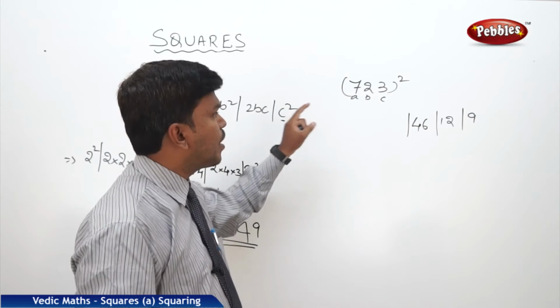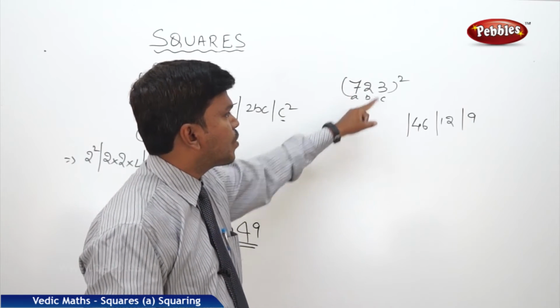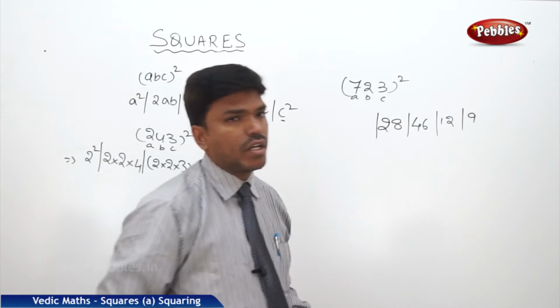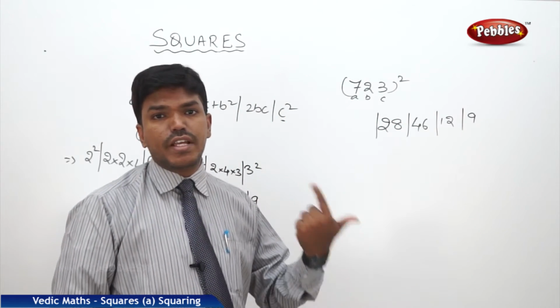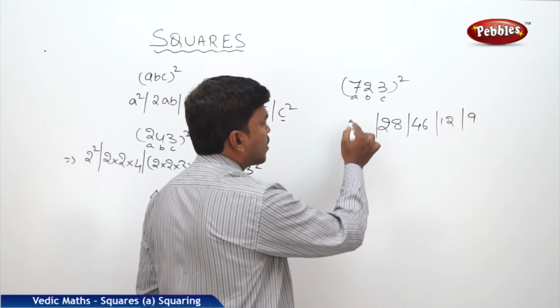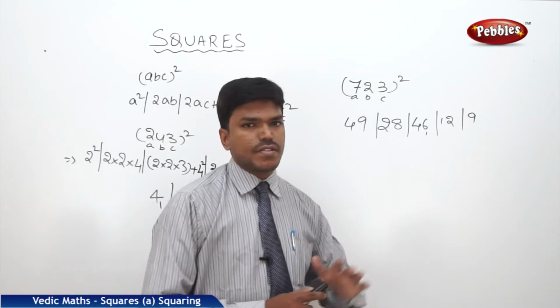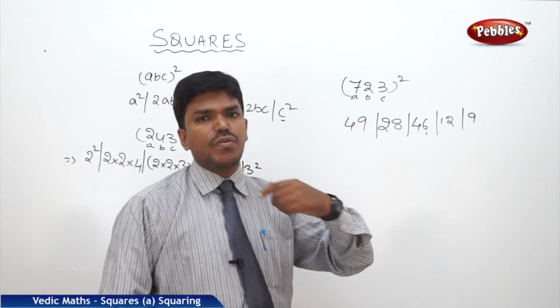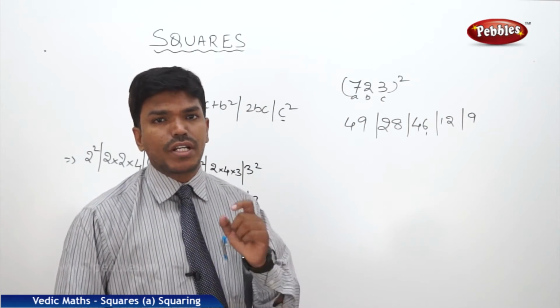Next, 2ab. So what is 2ab? 2 7s are 14. 14 2s are 28. Next, what is a square? Finally, 49. Now we got the answer. But it is in balancing mode. So you need to balance it to get the final answer.